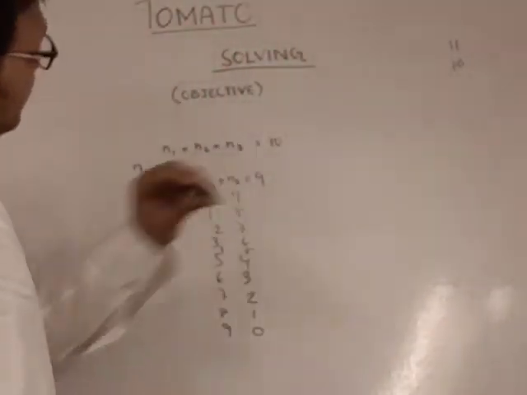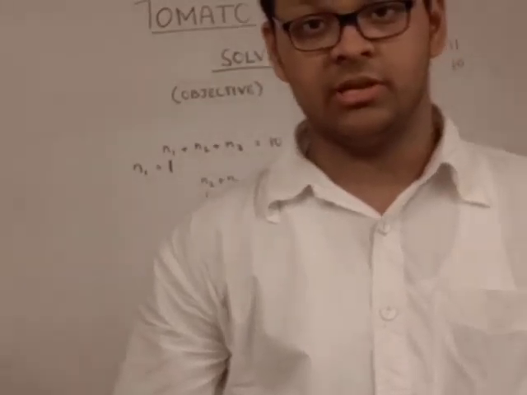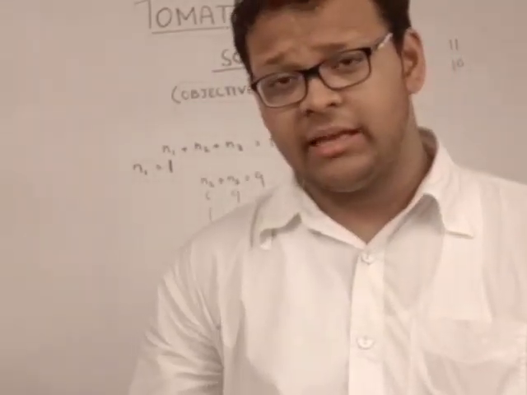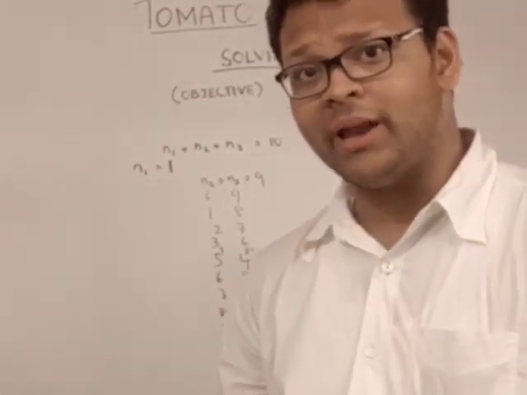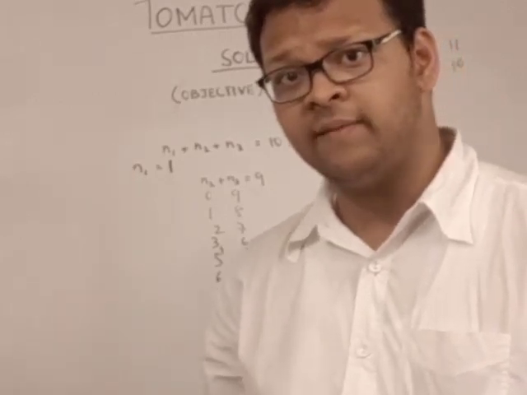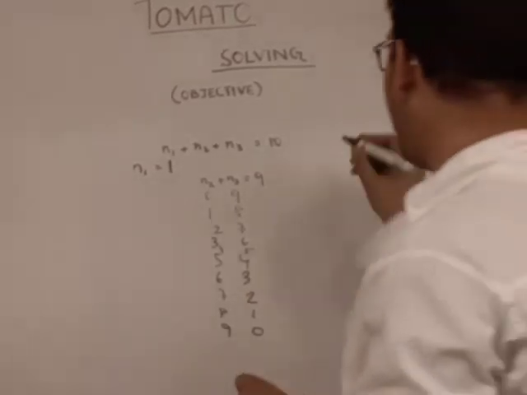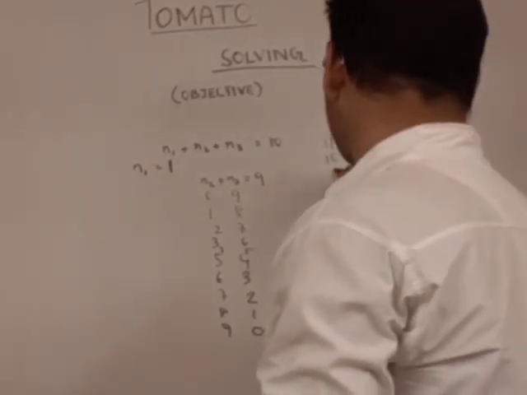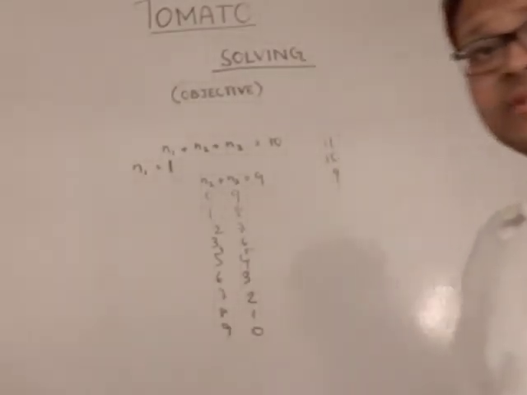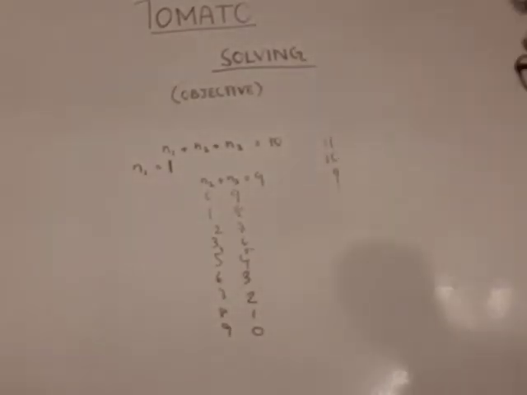Now if n1 equals 1, then 10 solutions. If n1 equals 0, then 11 solutions. Now can you tell me that if n1 equals 2, then how many solutions will this equation have? Following this pattern, of course you are going in the right track. The number of solutions will be 9. Why will the number of solutions be 9?